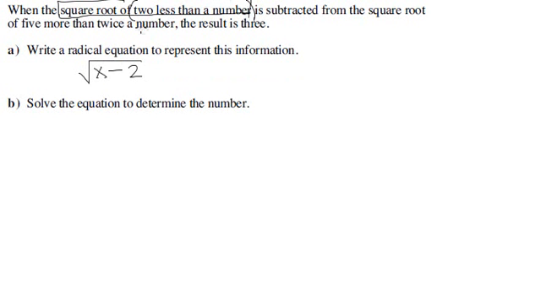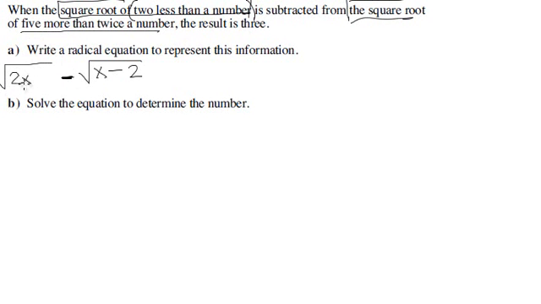You're often reading from right to left when you're doing these. The way that English says these things and the way that math says them are not always consistent. So the square root of 2 less than a number is subtracted from, oops, that means we're taking this away from something that came before, the square root of, there's another square root, and what goes in there? 5 more than twice a number.